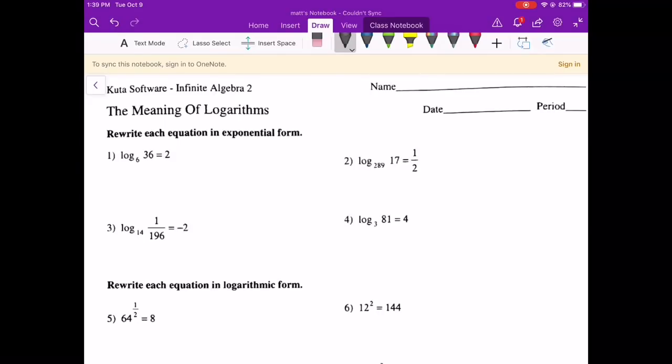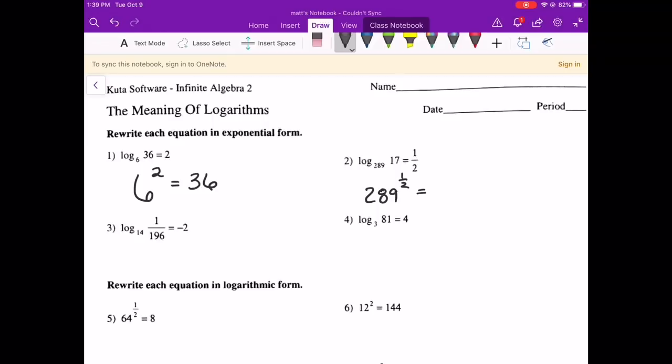All right, so if I wanted to write log base 6 of 36 equals 2 in exponential form, keep in mind that my base is 6, so that's going to be my large number, and then the exponent is the one that's isolated. 6 to the 2 equals 36. All right, doing it one more time, the base 289 is now my large number. The exponent is what is isolated, 1/2, and it's equal to the other piece of my log, 17. So again, you need to be able to go forwards and backwards.